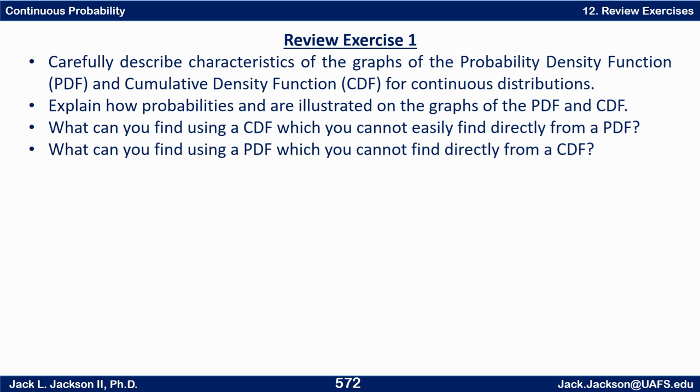So this first exercise says, carefully describe characteristics of the graphs of the probability density function, PDF, and cumulative density function, CDF, for continuous distributions. So we're talking about these properties in general. Explain how probabilities are illustrated on the graphs of both the PDF and the CDF. And what can you find using a CDF which you cannot easily find directly from a PDF, and vice versa, what can you find using a PDF which you cannot find directly from a CDF? See if you can come up with answers for these questions. Press pause now.